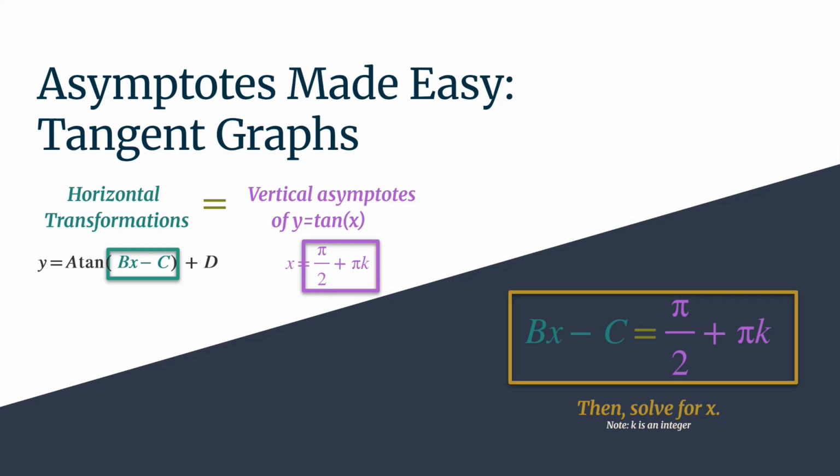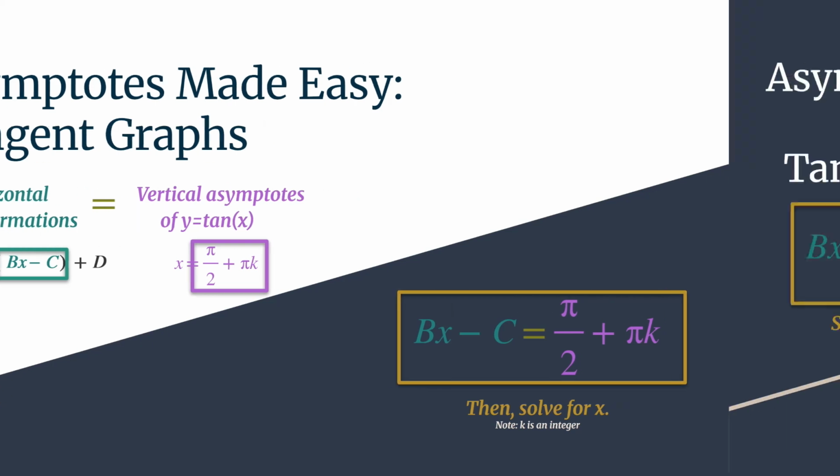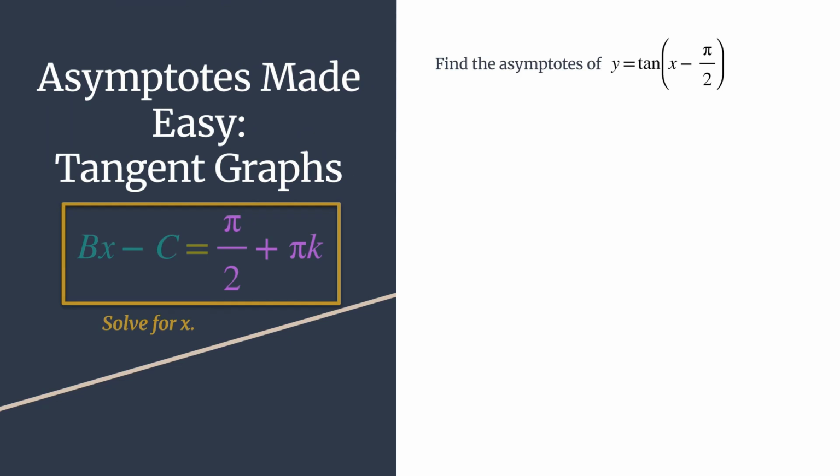Okay, so this is the part we want to take, and let's look at an example. We're going to find the asymptotes for the equation y equals tangent of x minus pi over 2. So all we need to do is take the inputs of the tangent function, our horizontal transformations, x minus pi over 2, and then we're going to set them equal to pi over 2 plus pi k, the parent asymptotes of y equals tangent x. That's an easy enough setup.